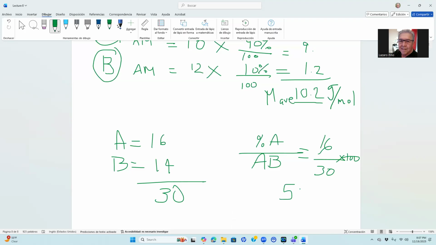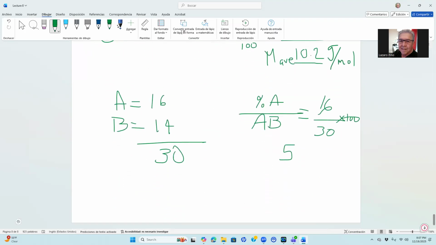Then this is the percent of A. This is the percent of A in the compound. It is, let me write here, 53%. That's the composition of A in the compound AB.